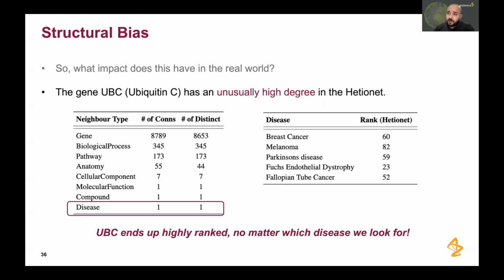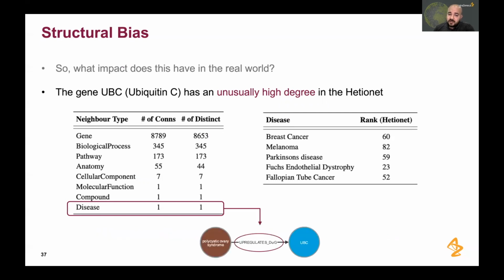Now then the question is, does UBC make a good drug target? The models think so, because no matter which disease that we were asking it to rank, it ranks fairly high out of all the genes. But in reality, it has a single connection to a disease. And if we check what it is, it's an upregulated edge from polycystic ovary syndrome to UBC.